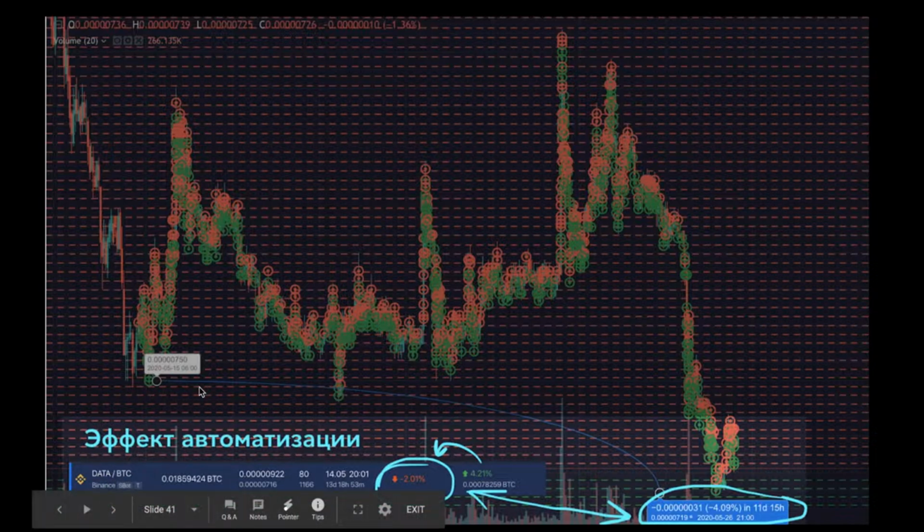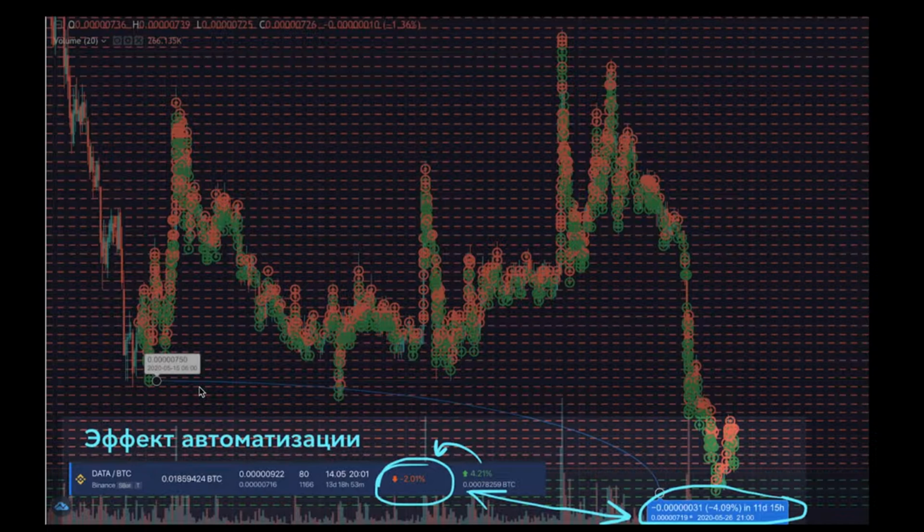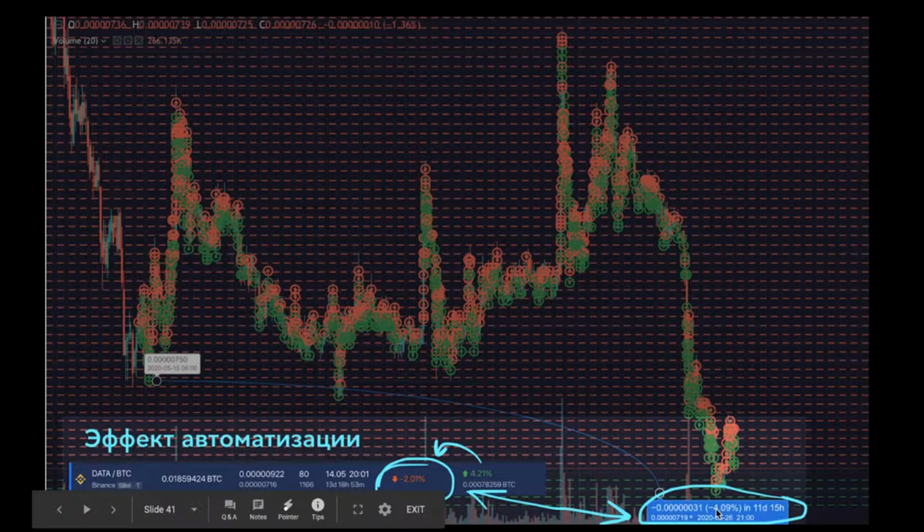This is how it offsets the negative effect that you would otherwise have if you simply hodl the asset. So without proper automation, without proper investment strategy diversification, you would have minus 4%, but with automation using bots, you have only minus 2%. So that's what we call a loss minimization effect.